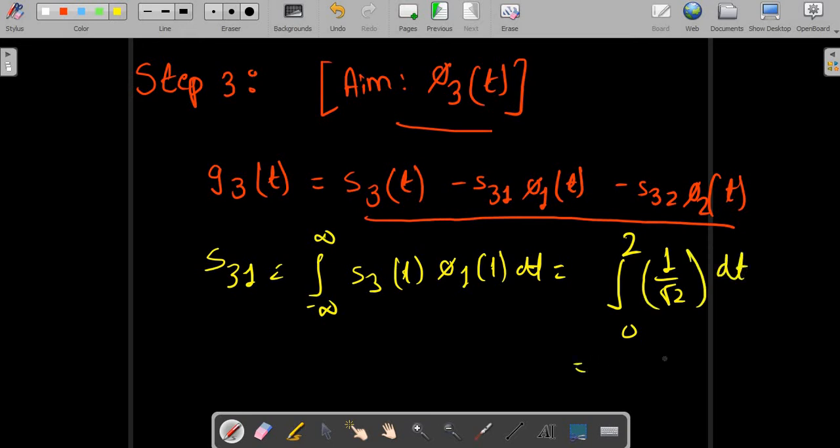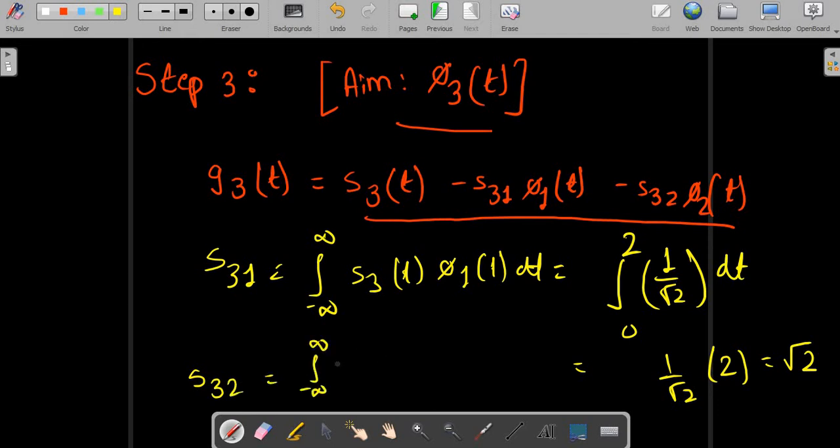Just keep both the signals side by side so that you can easily do this. So it will be root 2, correct? Please let me know in the comment section if the calculations are wrong, so that we can verify.